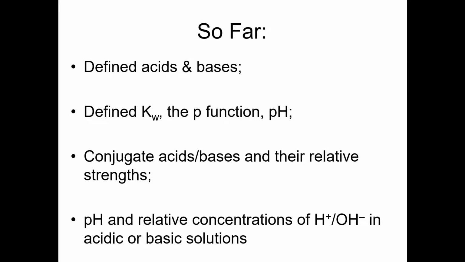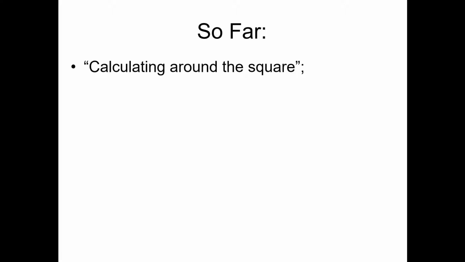So an acidic solution has a higher concentration of H plus or hydronium. The basic solution has a higher concentration of hydroxide. We've done the exercise in class of calculating around the square, and probably the most practical application for that is calculating a pH in a situation where you know the hydroxide concentration of the solution, so that requires two steps.